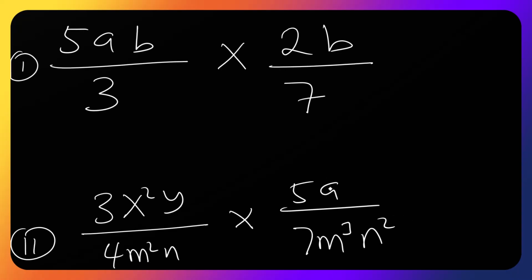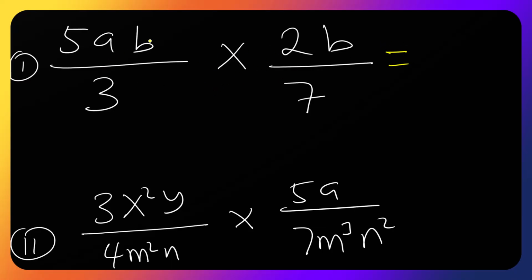Now let's talk about the following. Okay, so let's observe the following. So we have 5ab on 3 times 2b on 7. Now, let's be very careful here. Unlike the addition or the subtraction where you find LCM, this one is multiplication. So if there is no way we can cancel out, the only way will be multiplying the numerators as well as the denominators.